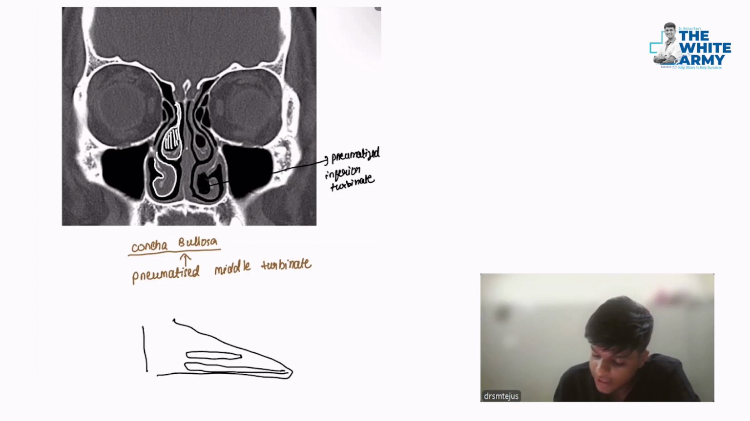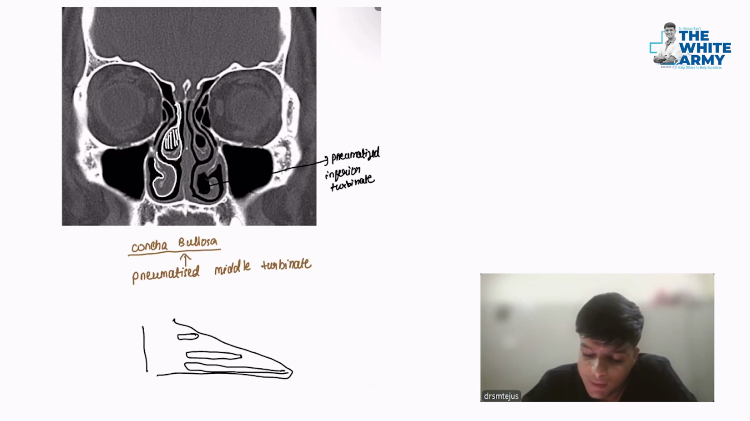The middle turbinate starts a little further back, and the superior turbinate starts much further back. The superior turbinate is the one which is most posteriorly placed among the three turbinates, and it is very small. So in this anterior cut, the superior turbinate is not seen yet. If there is air filled within the superior turbinate, I'm going to call it a pneumatized superior turbinate. Only the pneumatized middle turbinate is given a special name, and that is concha bullosa.